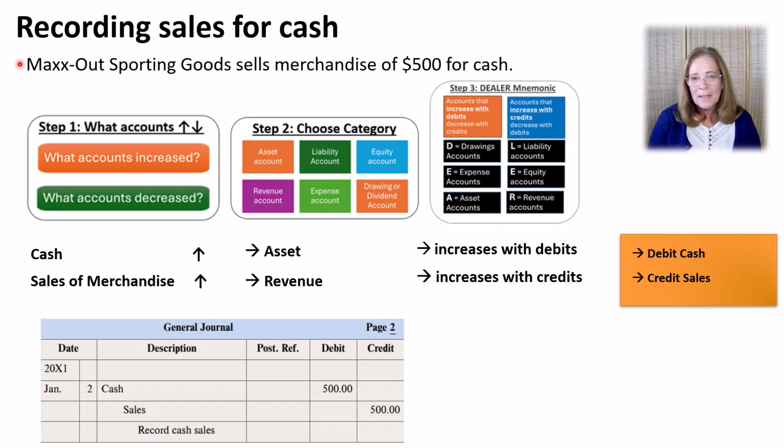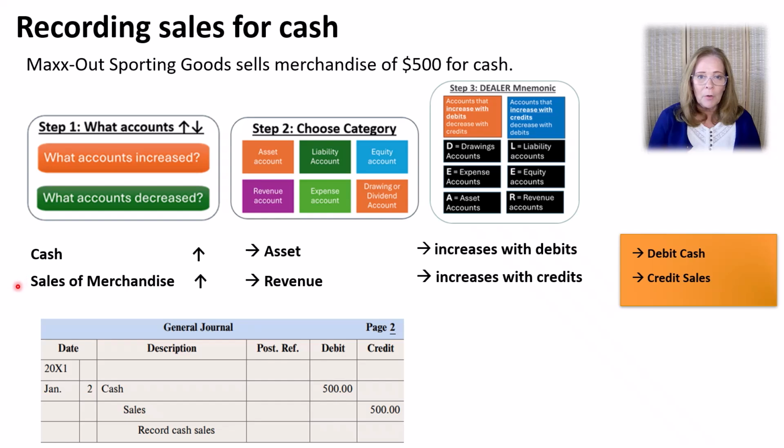In our first transaction, Max Out Sporting Goods sells merchandise for cash for $500. Just like we've done in the past, we start by analyzing the transaction. What accounts increased and what accounts decreased? In this transaction, Max Out has more cash. So cash increased. Cash is an asset, and according to the DEALER mnemonic, when assets increase, we debit them.